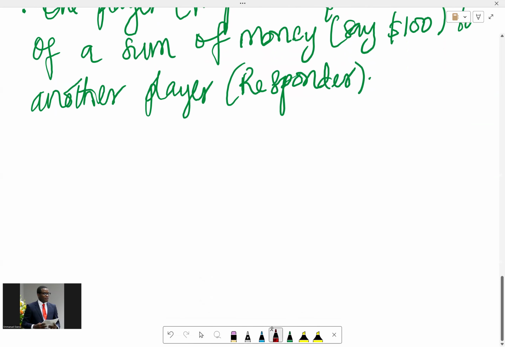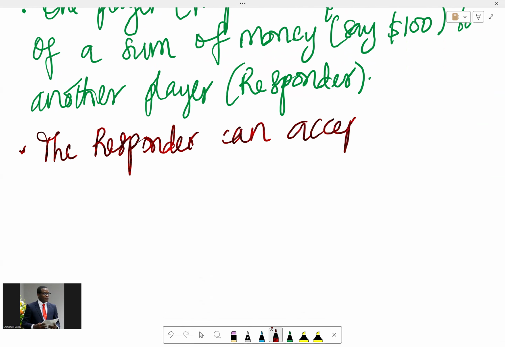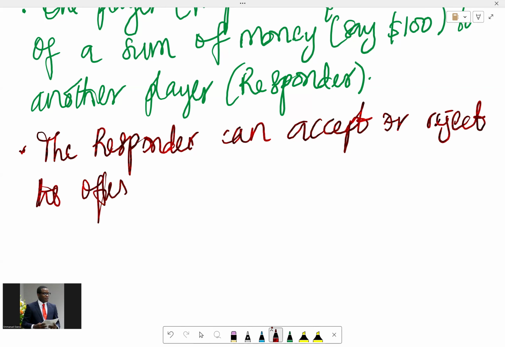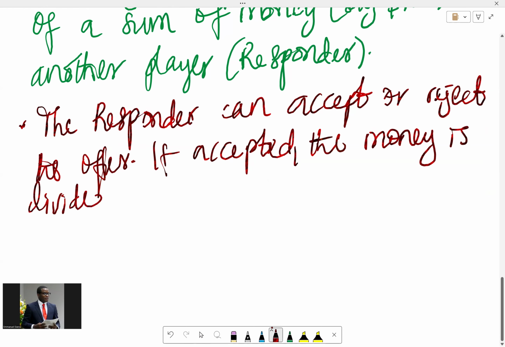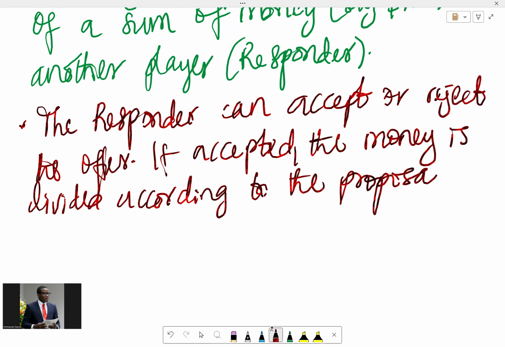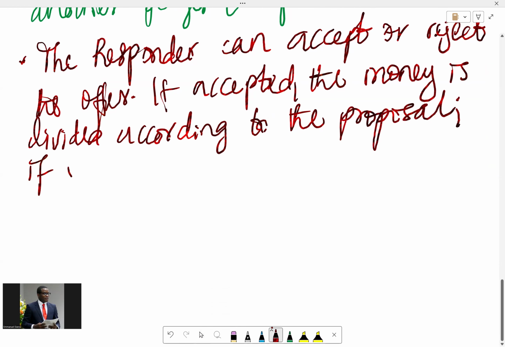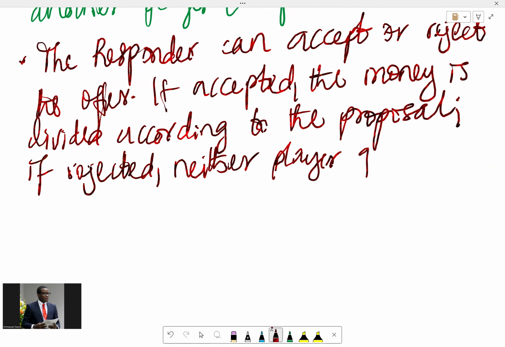Then the responder can accept or reject the offer. If accepted, the money is divided according to the proposal. On the other hand, if rejected, neither player gets anything. So they both lose if the responder rejects the proposer's offer.